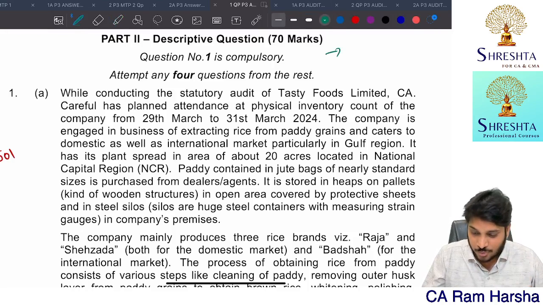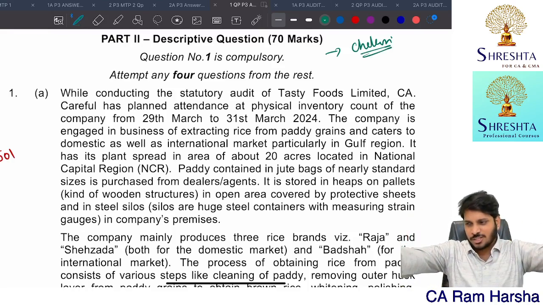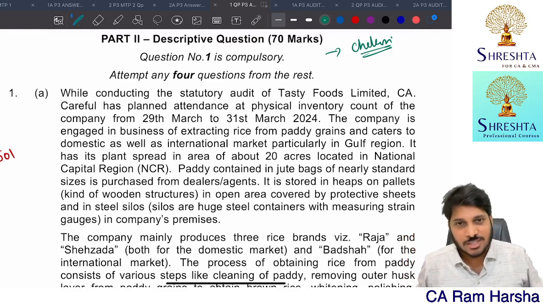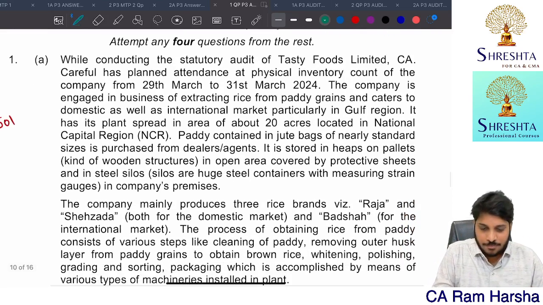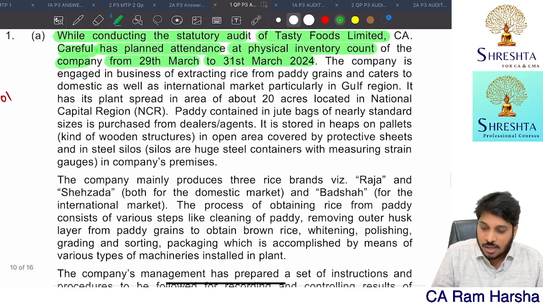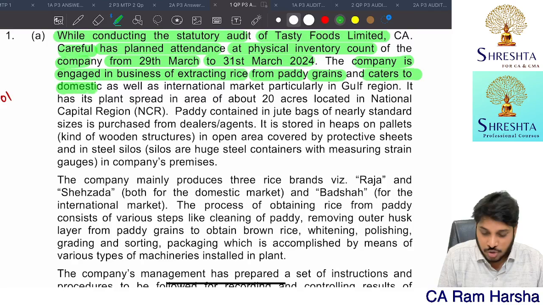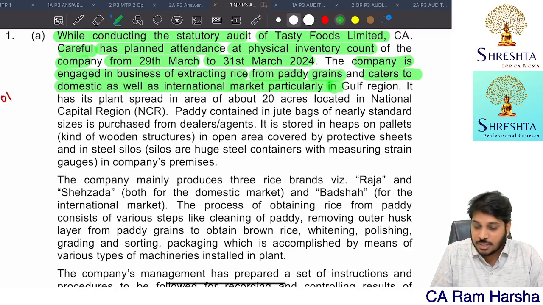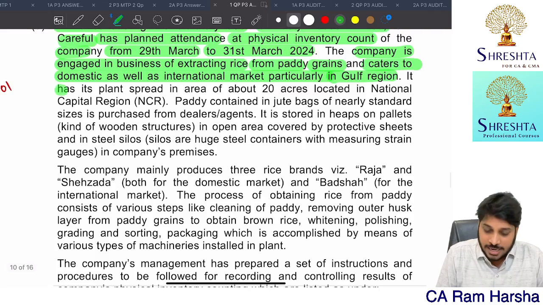I felt the descriptive questions are very challenging, like many out of the box questions. Approximately 15 to 20 marks were out of the box questions. We'll see. While conducting the statutory audit of Tasty Foods Limited, CA Careful has planned attendance at the physical inventory count of the company from 29th March to 31st March. The company is engaged in the business of extracting rice from paddy grains and caters to the domestic as well as the international market, particularly in the Gulf region. It has its plant spread over an area of 20 acres located in the National Capital Region.